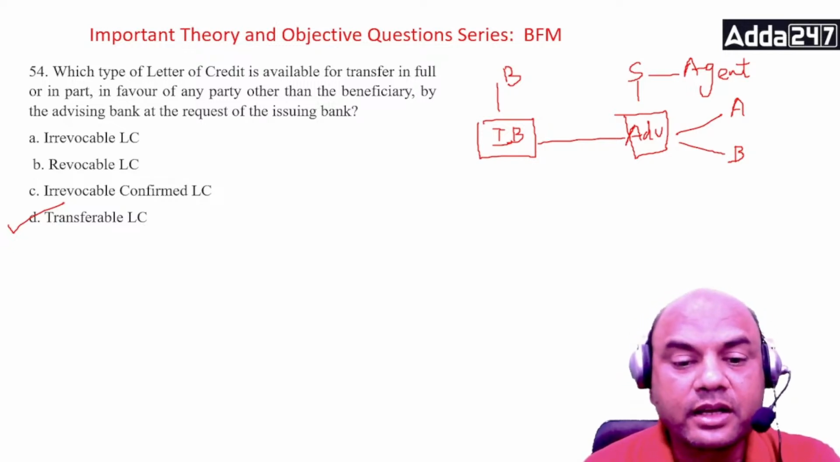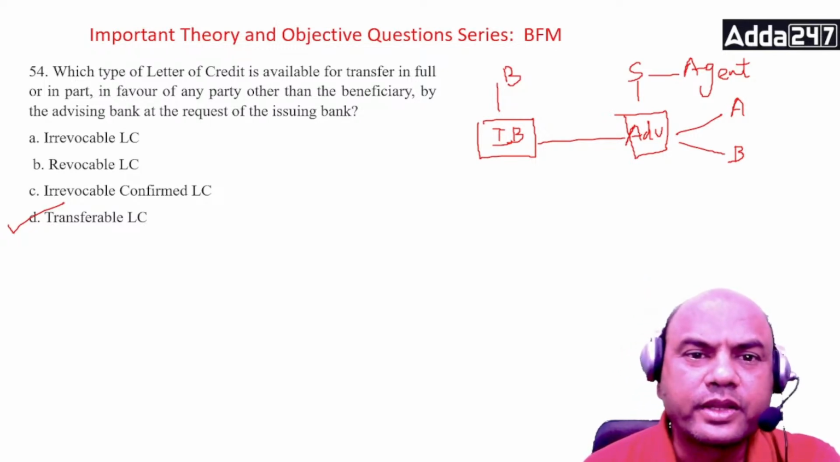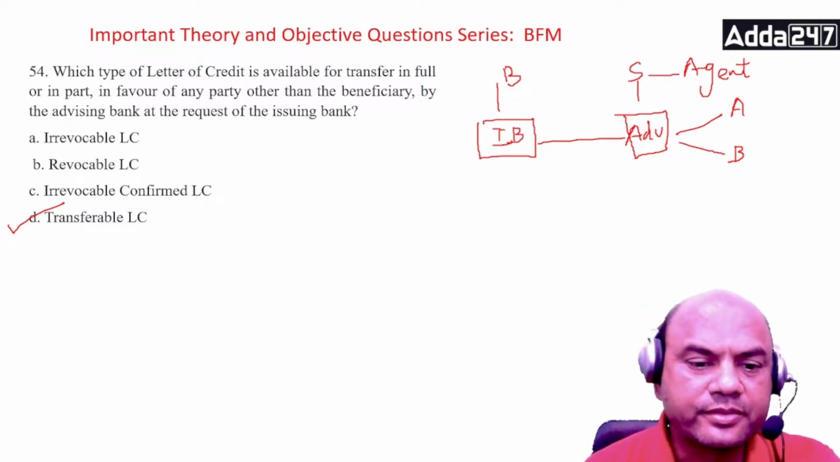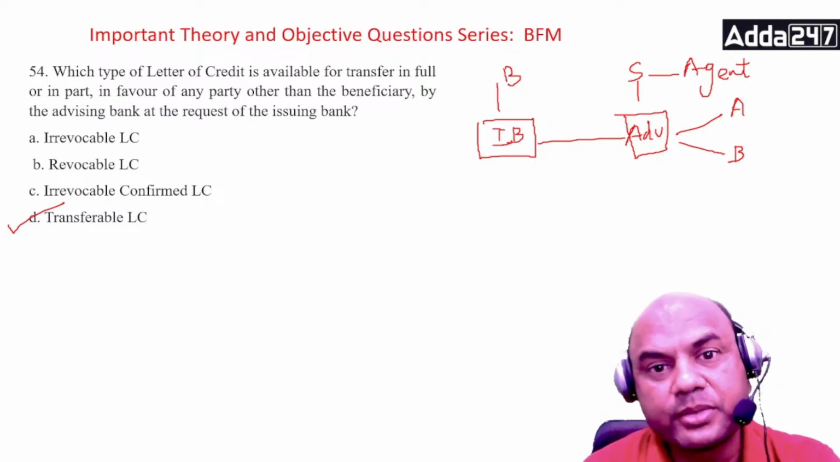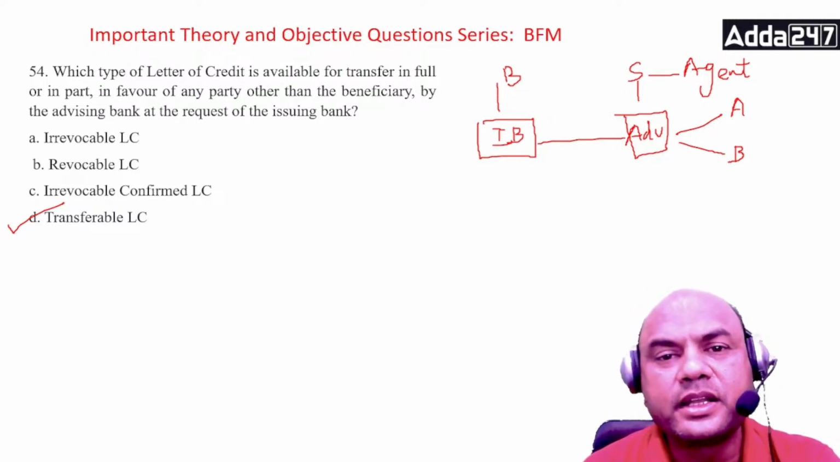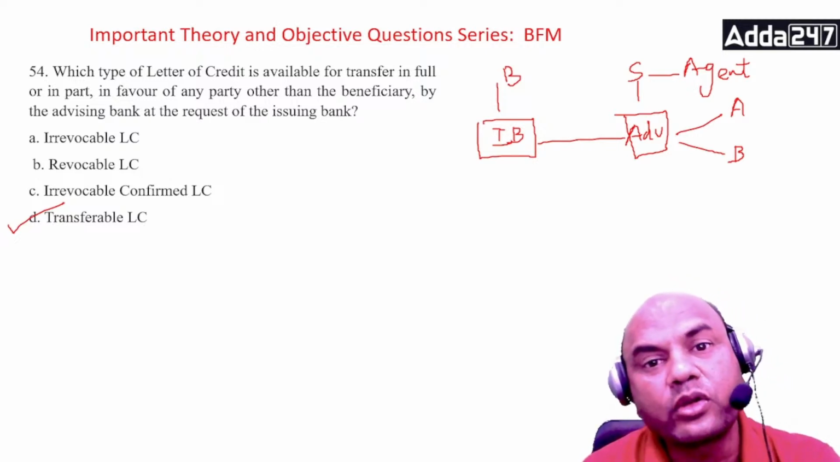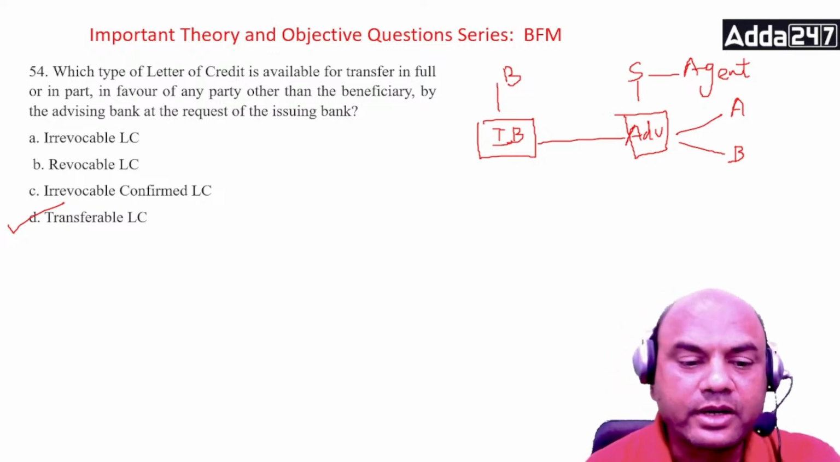"I am the agent, kindly transfer it to so and so." There are certain rules and regulations regarding the amount and the name of the buyer, and everything can be changed. There can be more than one second beneficiary, meaning I can transfer it to A, B, C, D, E, F, anything. But this second beneficiary cannot transfer it further, meaning A cannot transfer it to someone else.